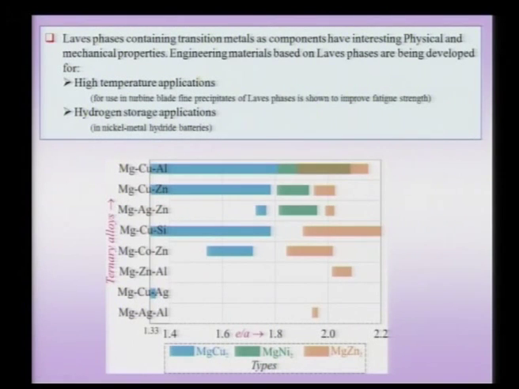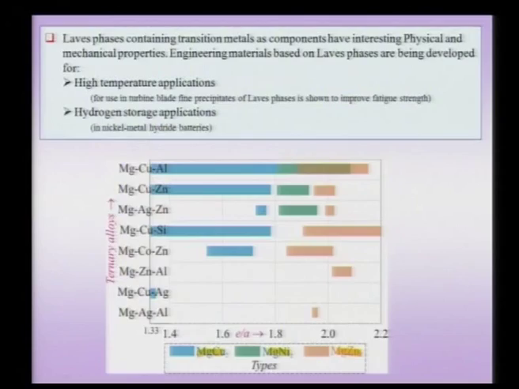The diagram below shows the electron to atom ratio effect in the formation of some of these three typical structures. We have already seen the three important structures, MgCu2, MgNi2 and MgZn2, and it is seen here depending on the e by a ratio in some of the systems. For instance, let me take an example, the magnesium copper aluminum system, or let me take the simpler example, the magnesium copper zinc system.